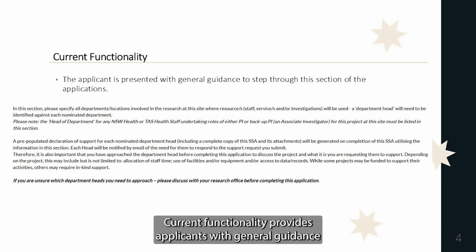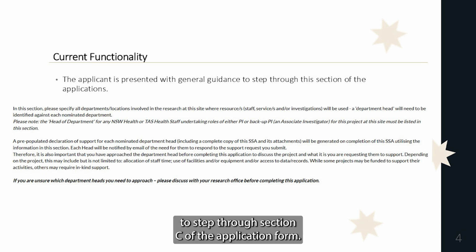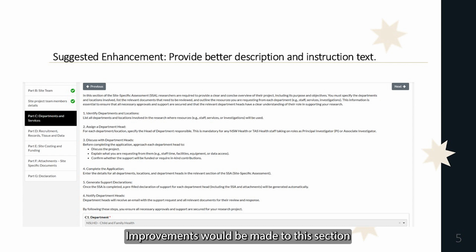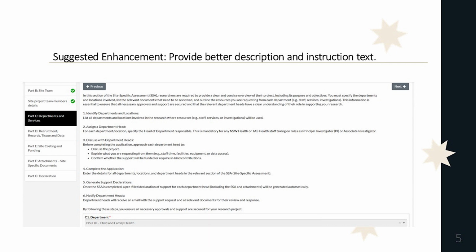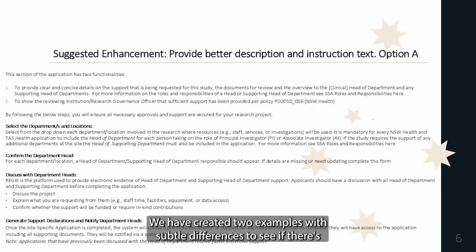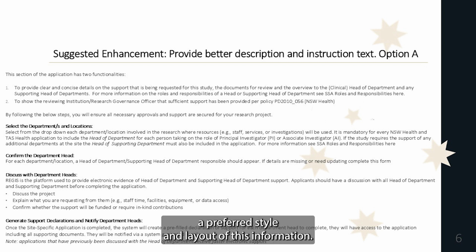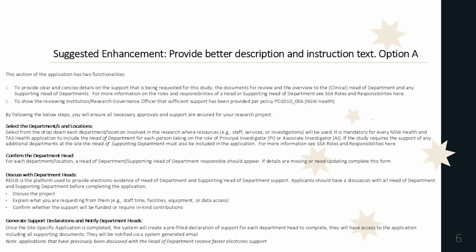Current functionality provides applicants with general guidance to step through Section C of the application form. Improvements would be made to this section through better informed support and guidance for applicants. We have created 2 examples with subtle differences to see if there's a preferred style and layout of this information.